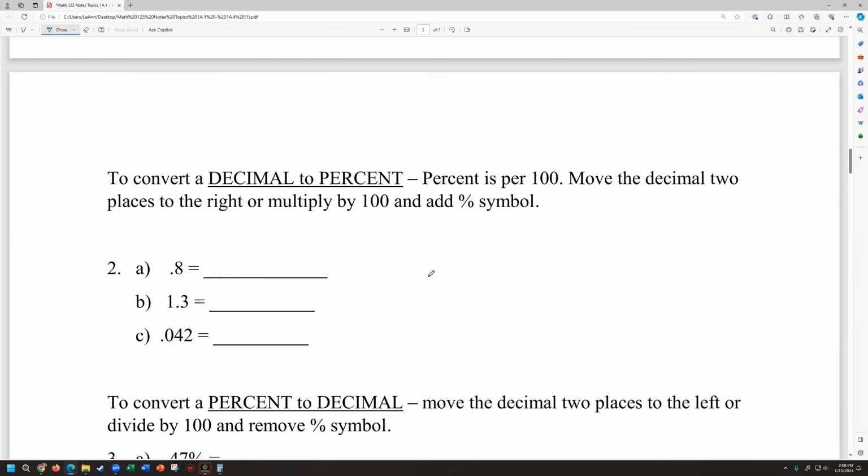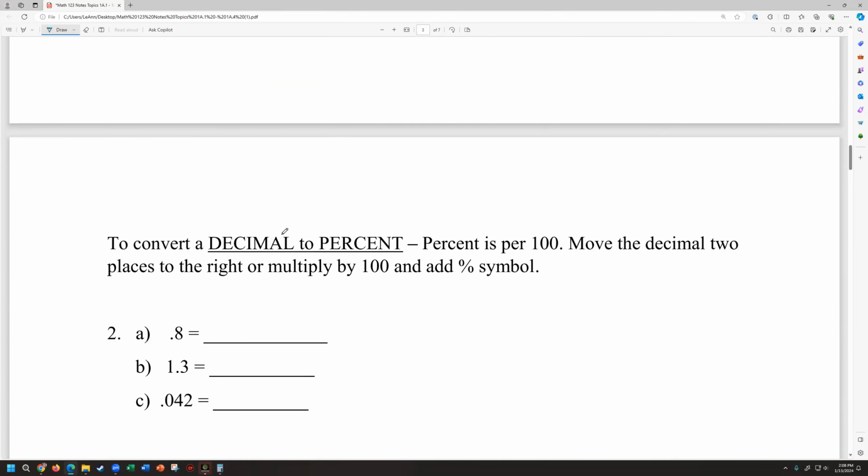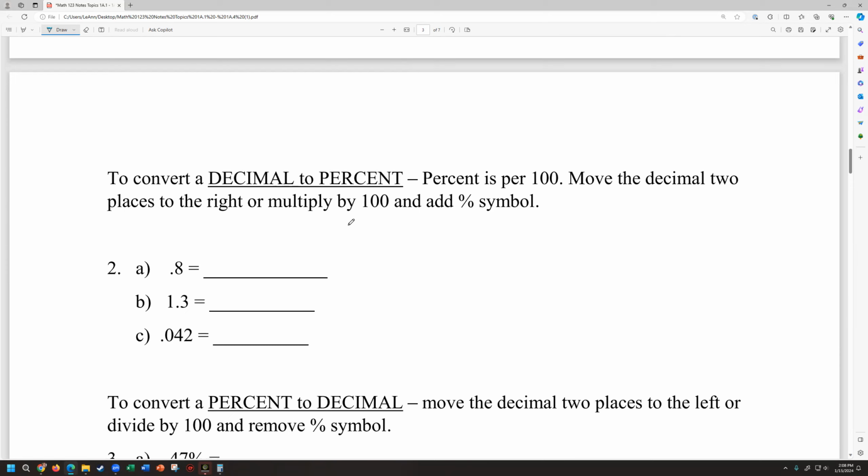Okay. Now, let's go the opposite way. Well, actually, before we go from decimal to fraction, we're going from fraction to decimal, then we're going to go from decimal to percent, and then we're going to work our way back and forth between some of them. So to go from a decimal to a percent means per 100. So there's a couple ways you can think about these problems. You can move the decimal 2 places to the right, or you can think about it as multiplying by 100 and adding your percent symbol. So I like the decimal movement. It's really quick. So if you're trying to turn a decimal into a percent, you move your decimal 2 places to the right, add any zeros as necessary, and add a percent sign. So that would be 80%.